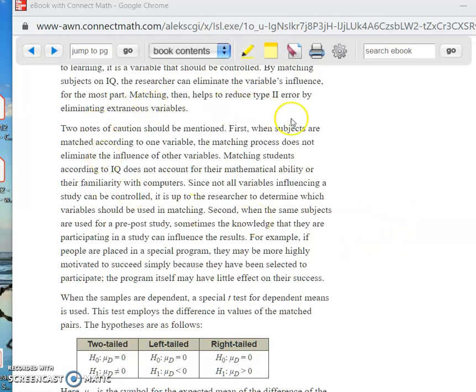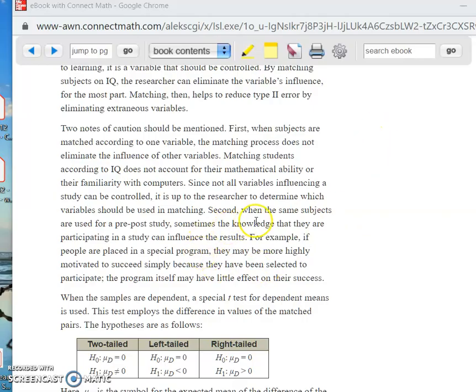And as I recall, here's something that he talked about in one of the tests. When subjects are matched according to one variable, the matching process does not eliminate the influence of other variables, right? Okay? So you can't control everything. So just matching for one thing doesn't mean that it matches for everything.